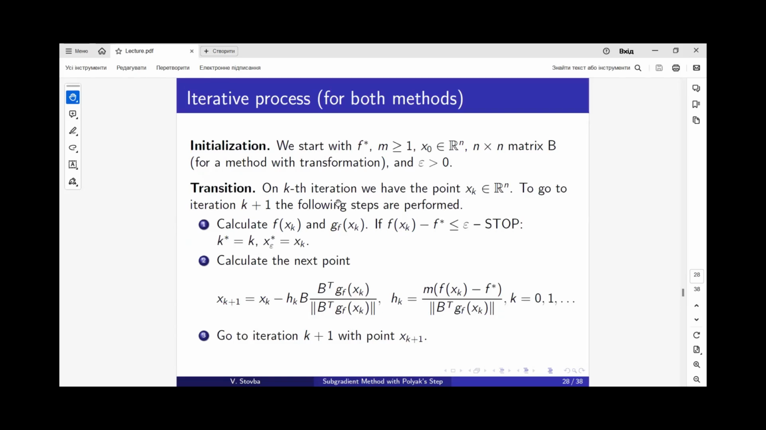Suppose now that we are at the kth iteration, we have the point xk, and to move to the next iteration, we need to perform three steps. The first one is to calculate the value of the function f and its subgradient at point xk. If this inequality holds, we stop and fix the iteration and optimal point. If it does not, we calculate the next point with these formulas and move to the next iteration.